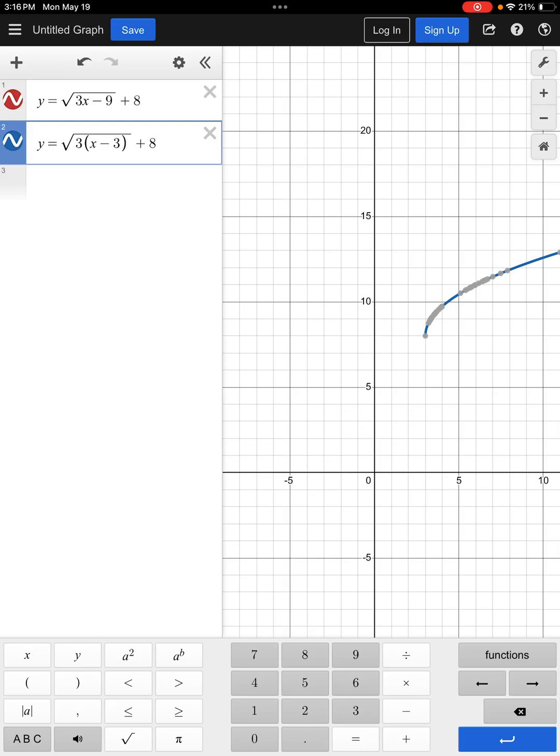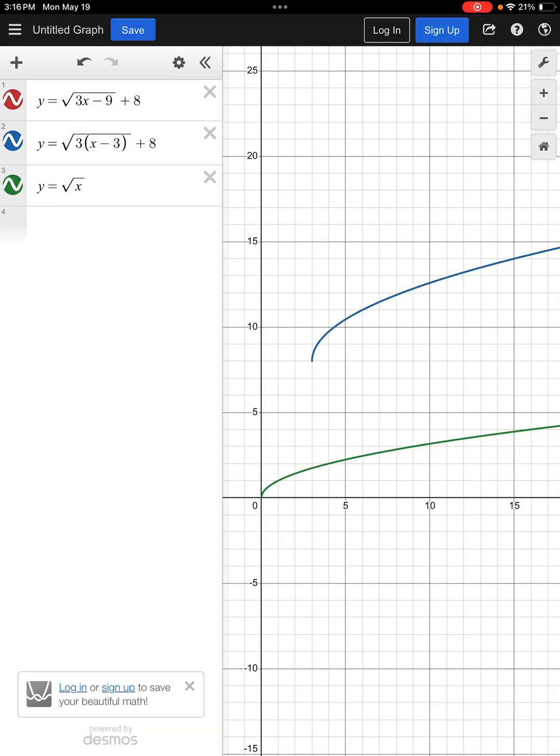properly. So I need to look at the original root function. It looks like this, it's the green one at the bottom. It shows that it went up by 8 and went over to the right by 3. You can see from 0, 0, it went up to 8, and then it went to the right by 3.